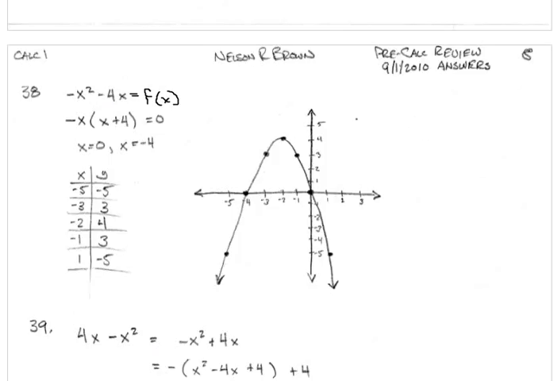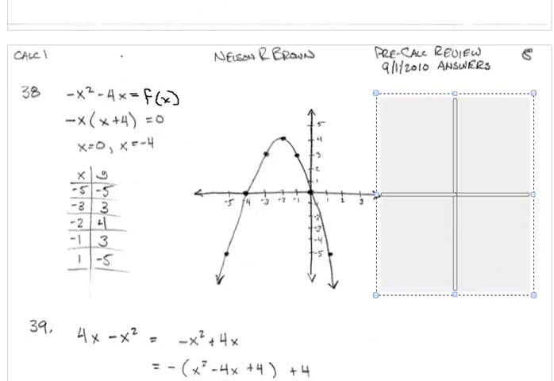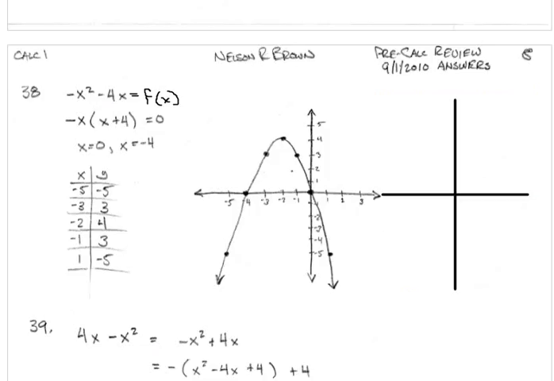Okay, number 38. We are trying to graph the function negative x squared minus 4x. So we see the final product here, but let me draw how I did it on a piecewise basis, right? Okay, so I'm going to put up a little coordinate system right there and recreate what I did.